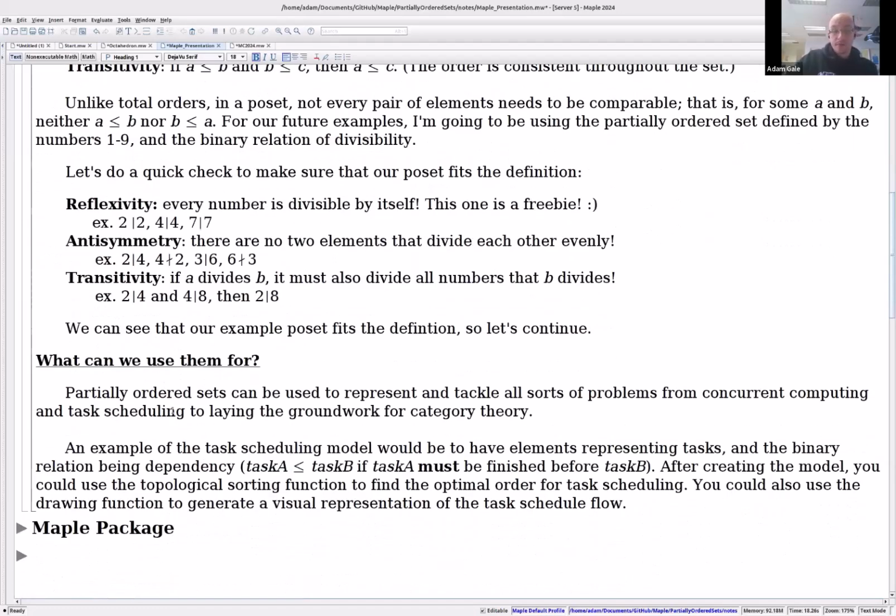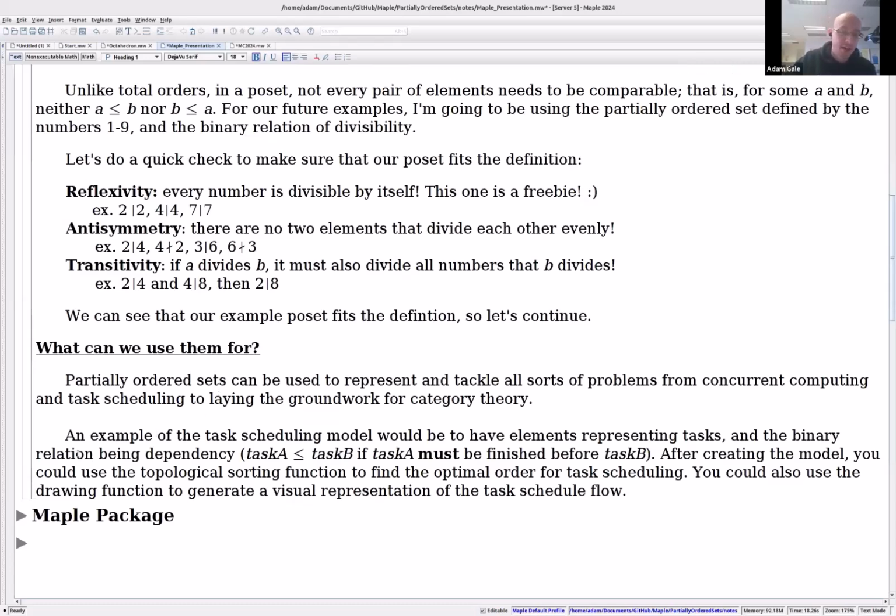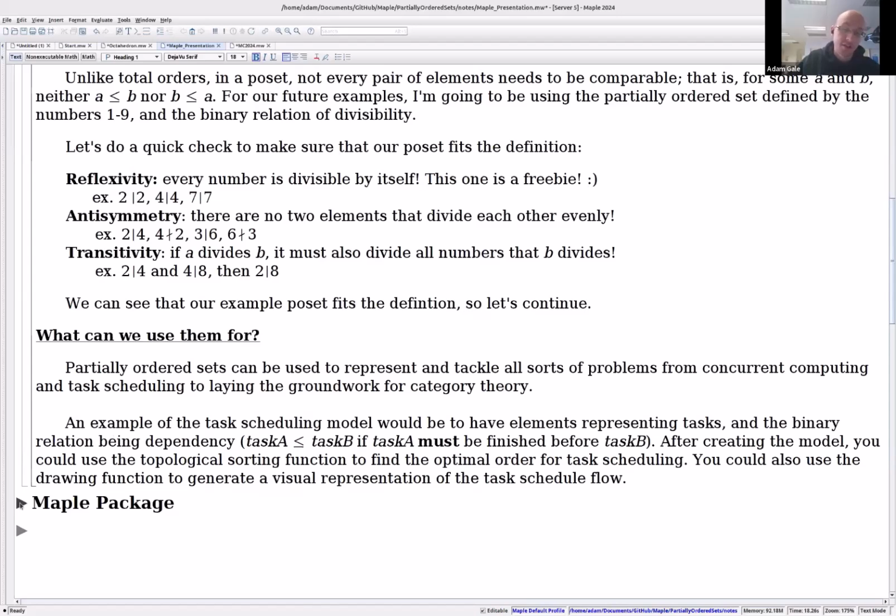So what can we actually use these for? Partially ordered sets can be used to represent and tackle all sorts of problems, from concurrent computing and task scheduling to laying the groundwork for category theory. An example of the task scheduling model would be to have elements representing tasks and the binary relation being dependency. That would be if task A is related to task B, if task A must be finished before task B. After creating the model, you could use the topological sorting function to find the optimal order for task scheduling. You could also use the drawing function to generate a visual representation of the task schedule flow. So let's take a look at the actual Maple implementation of this package.